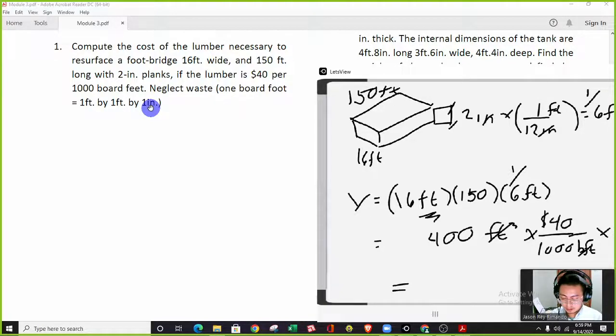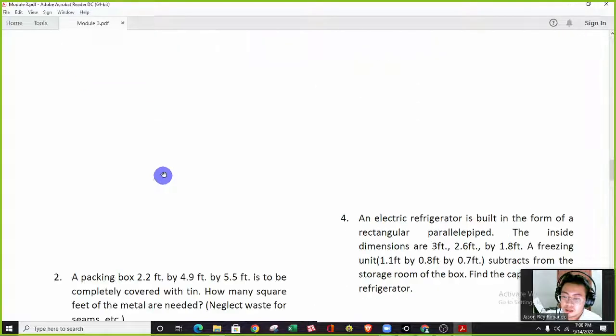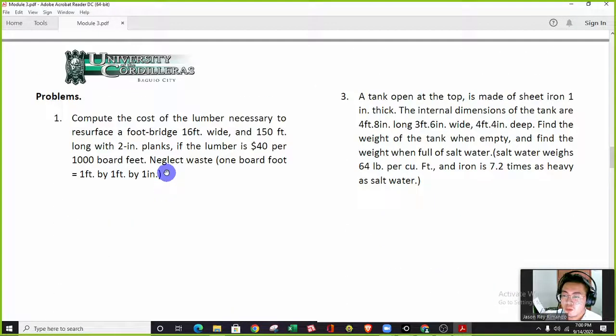Paki-pan ulit. Use your calculator para mabilis. Answer is $192. Okay, so that is computation number 1, problem number 1.